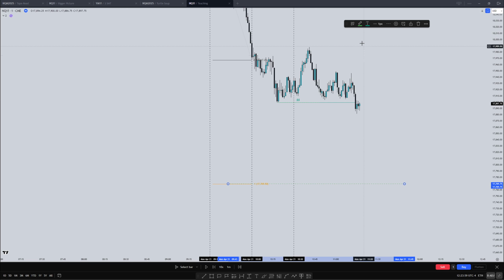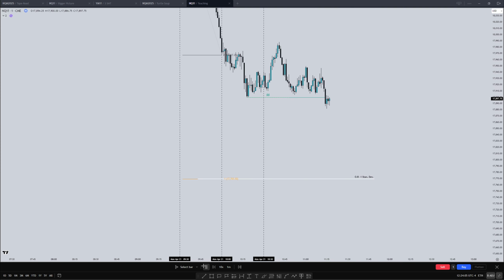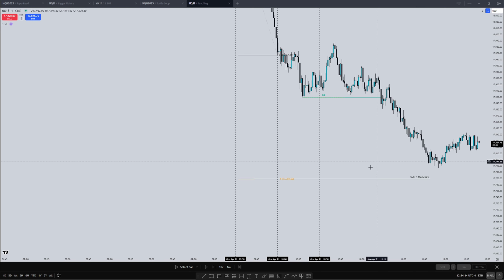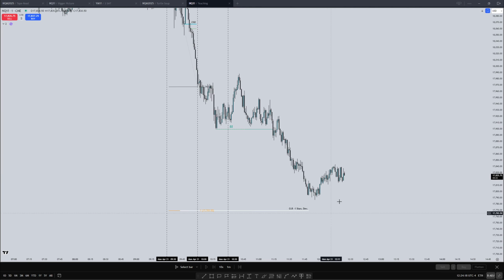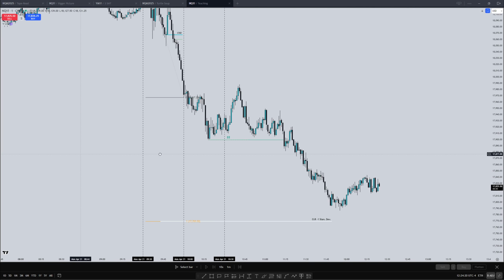This becomes an added confluence for a target if you wanted to use one. Opening range -1 standard deviation. And then eventually, I think we do probably run down and tag that. Or we're about to. Yep, we're about to. So that becomes the new drawn liquidity for the rest of lunch, most likely. Going to run down and tag that. And then whatever PM session does is whatever PM session does, right?